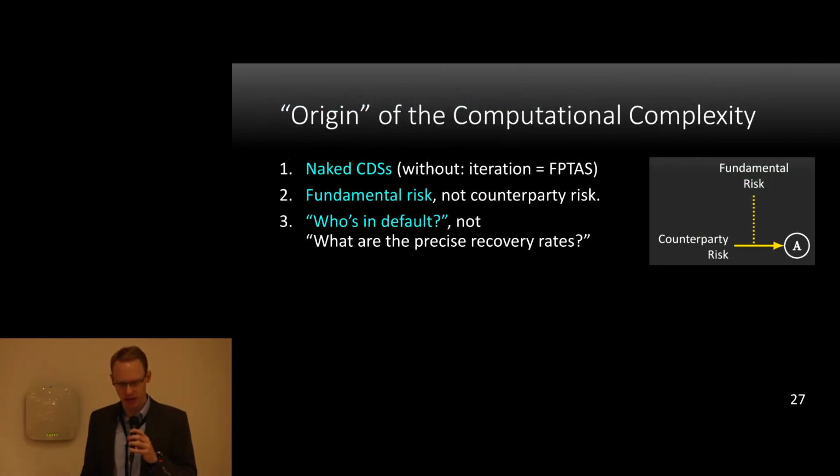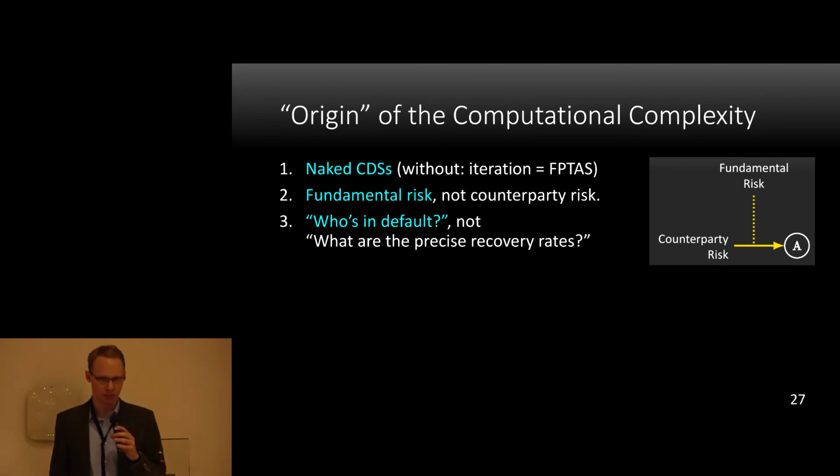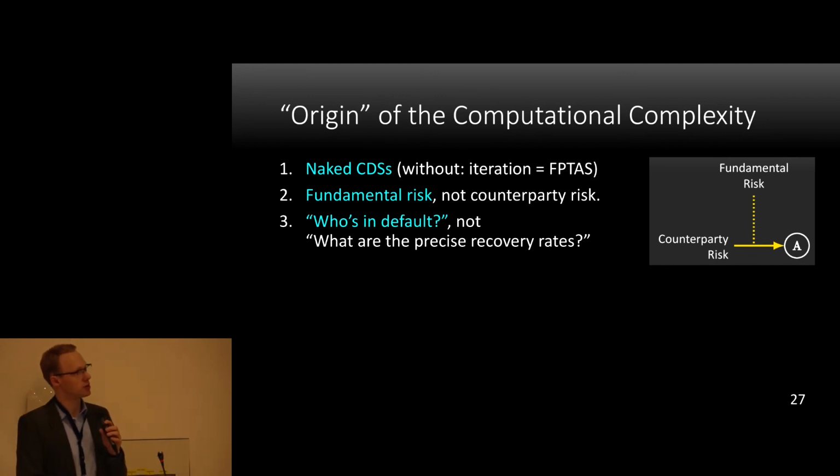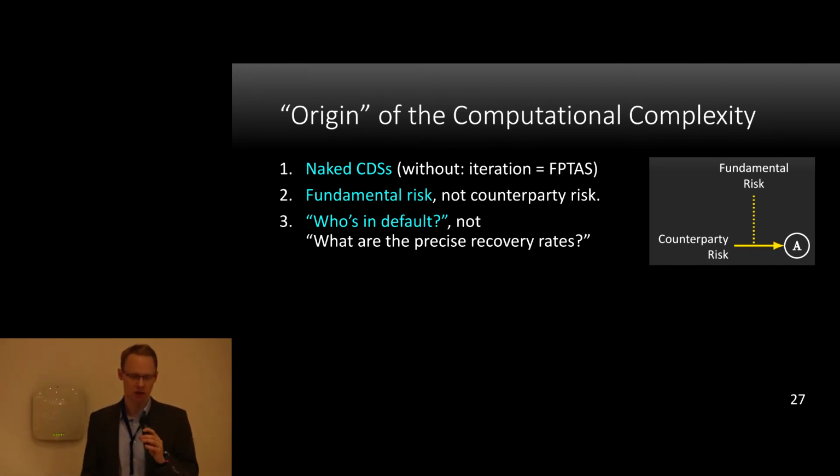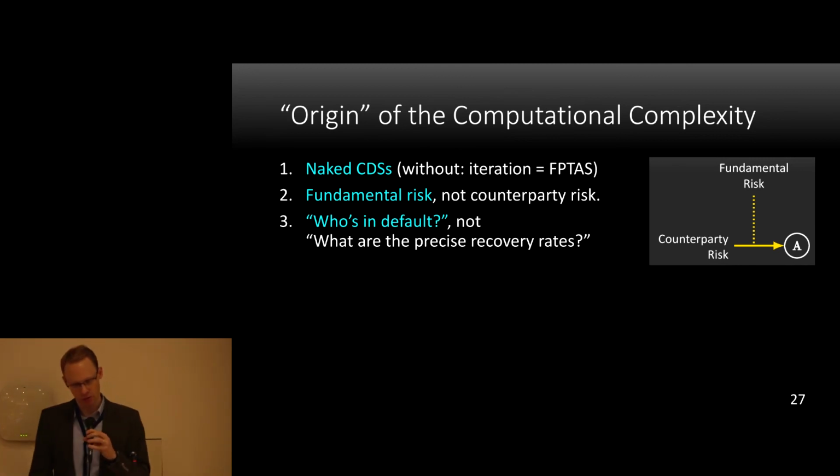So one thing we found is that, again, naked CDSs seem to be the culprit. If you don't have naked CDSs, then you get a fully polynomial time approximation scheme that looks as follows. You start by assuming that every bank can pay everything. So you start by assuming recovery rates are 1 everywhere. And then you just recalculate the recovery rate of each bank based on the recovery rate of others. And you just do this iteratively, and you converge to the maximal solution. And then we have 2 other results that I'm going to skip in the interest of time.